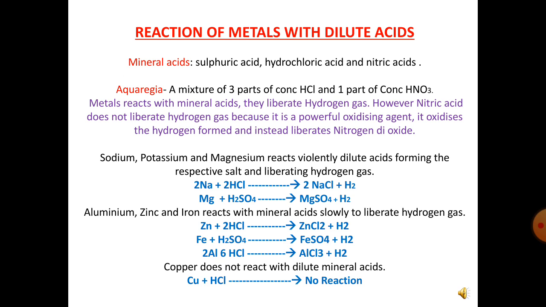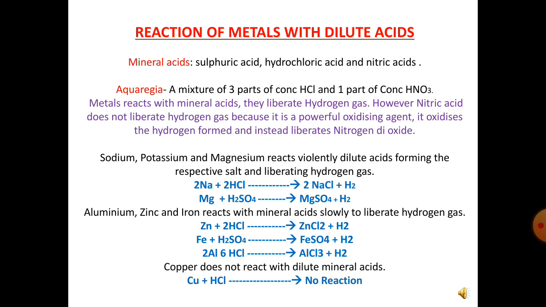Reaction of metals with dilute acids. To understand these dilute acids, let us understand some mineral acids. What are mineral acids? The three very common mineral acids are sulfuric acid, hydrochloric acid, and nitric acid. Most of the reactions with mineral acids only take place with hydrochloric acid or sulfuric acid, but not with nitric acid.